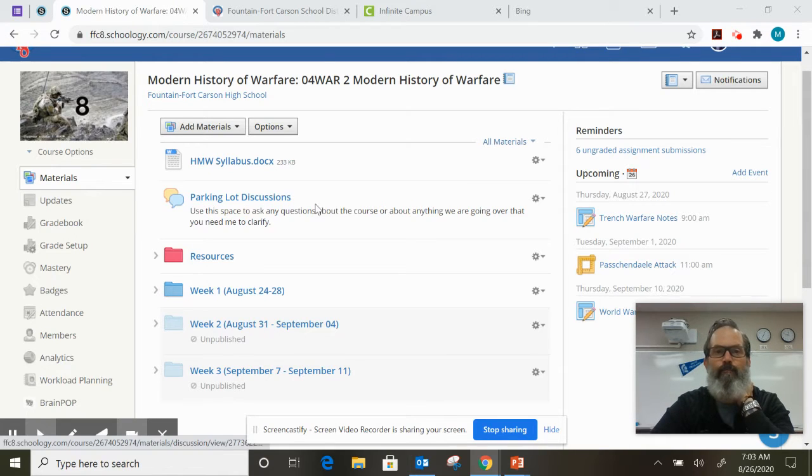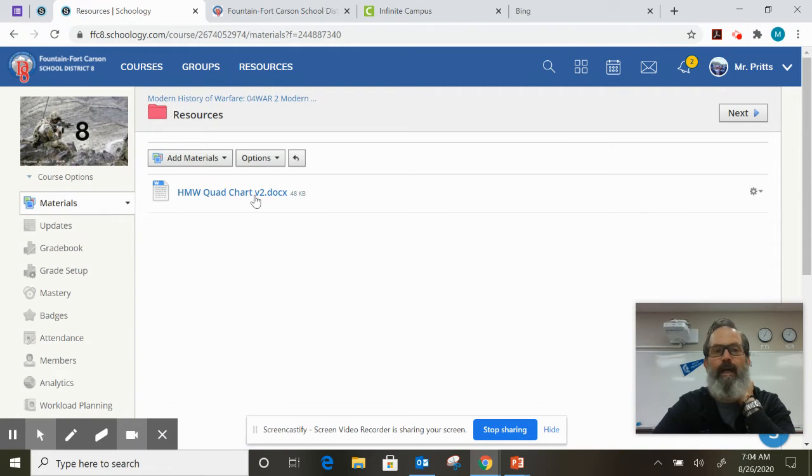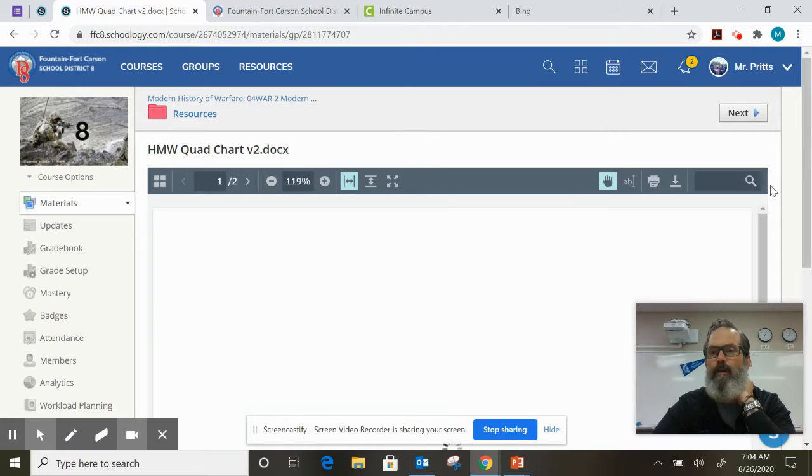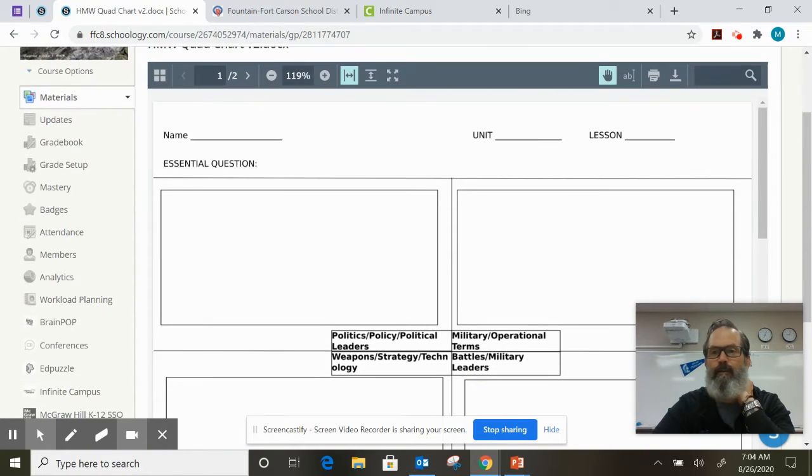There's a parking lot for discussions or questions that you need to ask about the class that's pertinent to the entire class, and I'll answer them for everybody there. There's this resources folder, which I'll add things to as they become pertinent to the class. Right now, the only thing in there is the quad chart, which is the way that I want everybody to take notes on the discussions and lectures in this class.